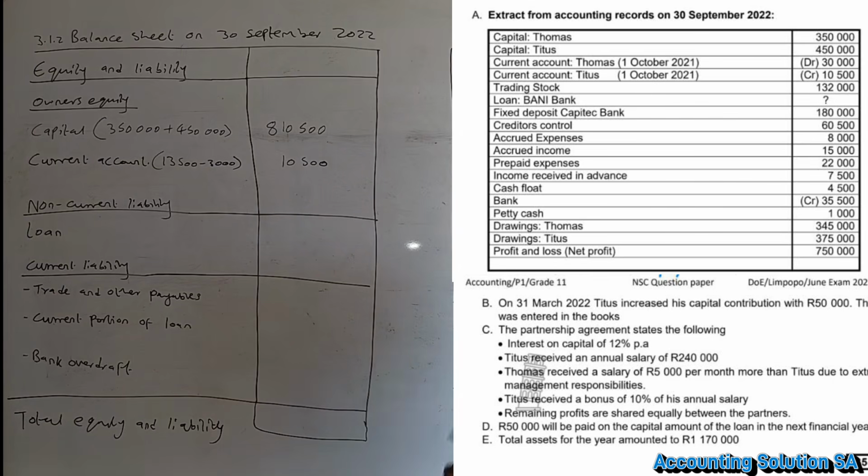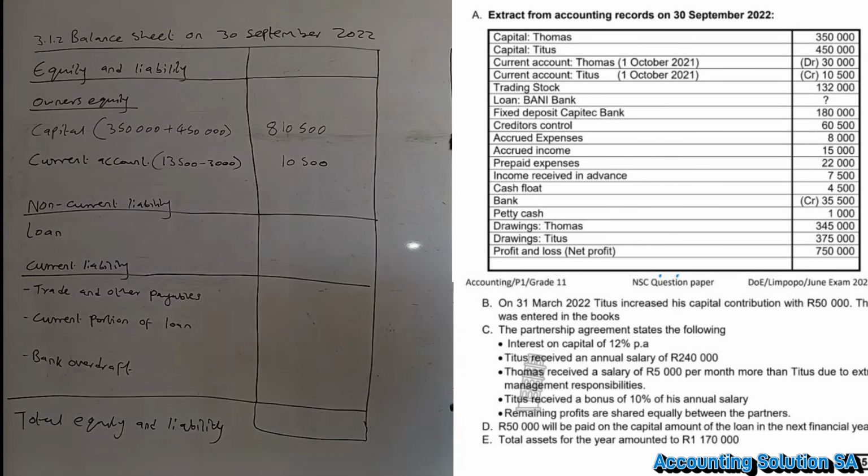Then the additional information that we have. Number B, they said on 1 March Titus increased his capital contribution. It's not going to affect anything here. Number C was about a partnership agreement. We're not going to use that information. Then number D, they said 50,000 will be paid on the capital amount of the loan in the next financial year. So we're going to use this one. And then number E, they said total assets for the year amounted to 1,170,000.